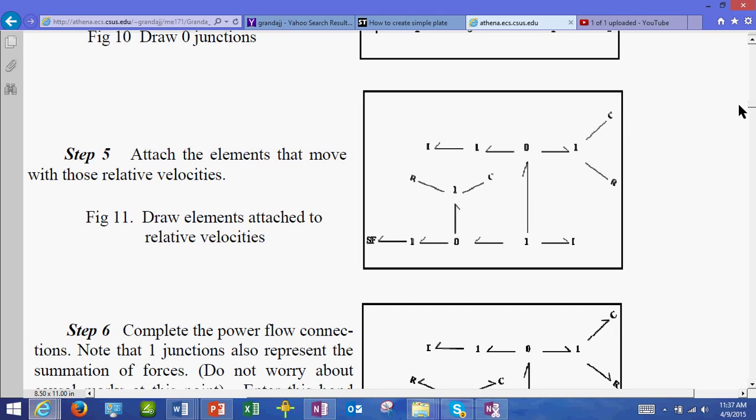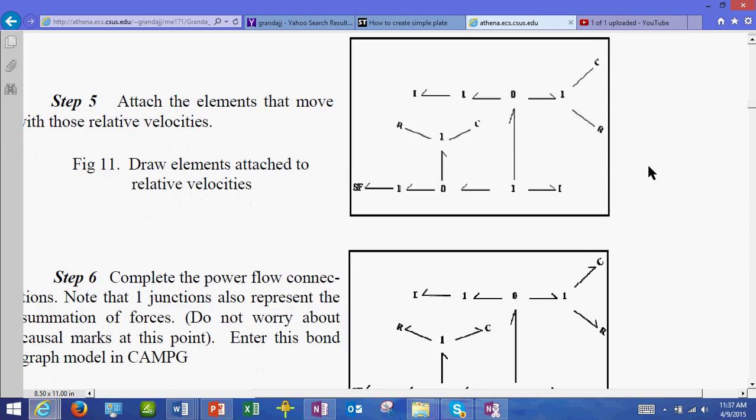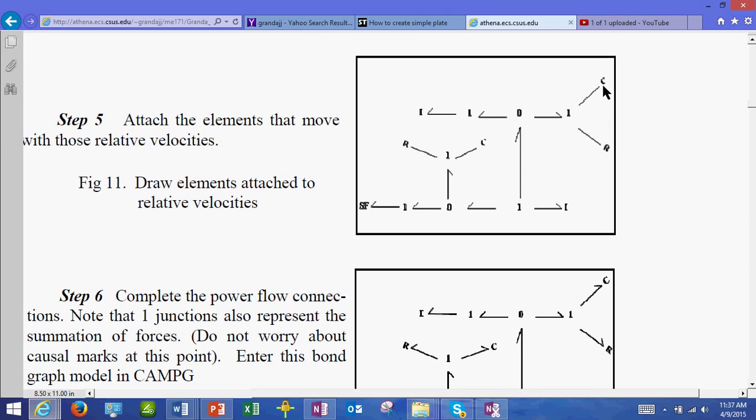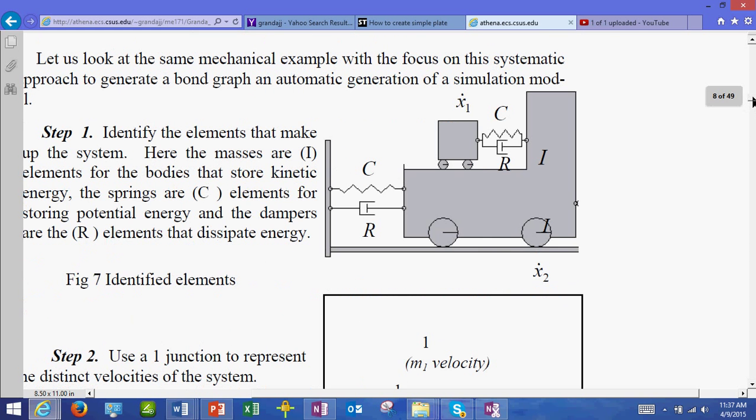Once we do that, we attach the elements that move with the relative velocities. In this particular case, you will have the element that you see in there. You would have the C and the R elements are these ones. Let me go back in here to make sure these are between these two, and between these two, and between these two. That's what the C and the R elements are.